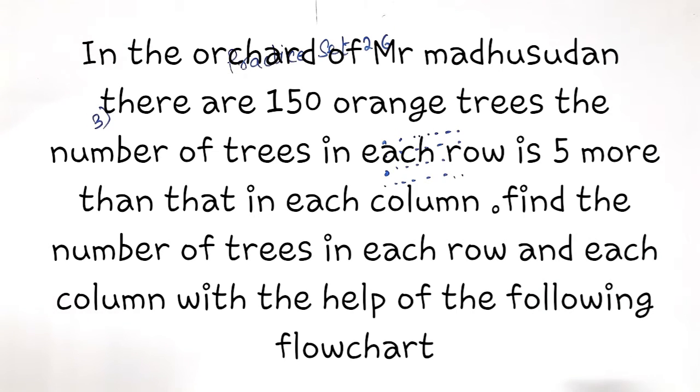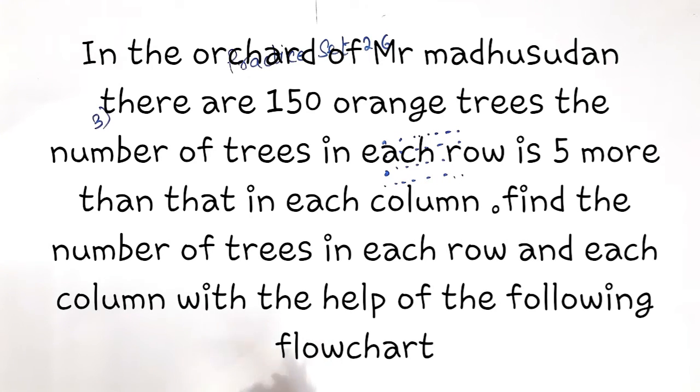Find the number of trees in each row and each column with the help of the following flowchart. Now that flowchart you can fill in afterwards, once we solve it. That is just fill in the blanks, but we have to solve the whole question.